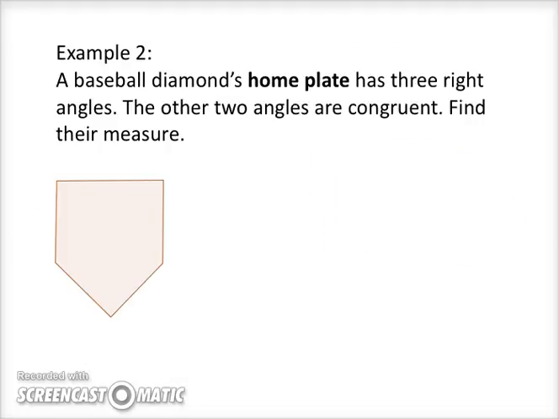Let's do another example. A baseball diamond's home plate, which is a 5-sided figure, has 3 right angles. Let's mark them here. 1, 2, 3. The other 2 angles are congruent. Okay, so we have these 2 angles congruent. Find their measure. So let's call each of these angles x. Since we know they're congruent, they have the same measure.